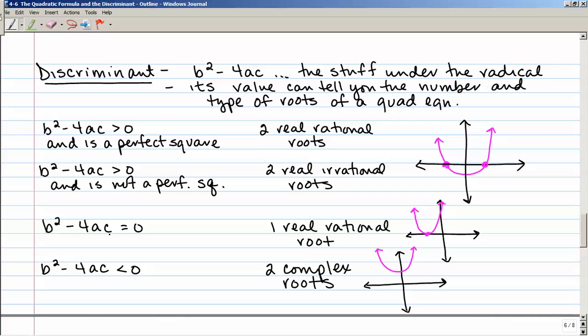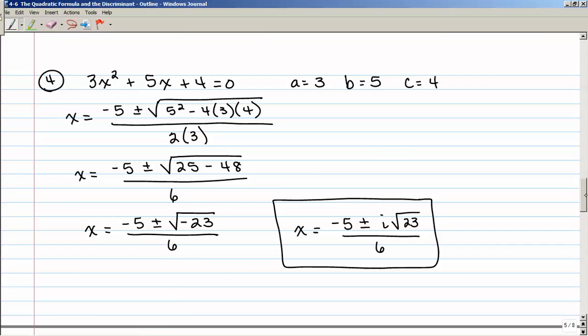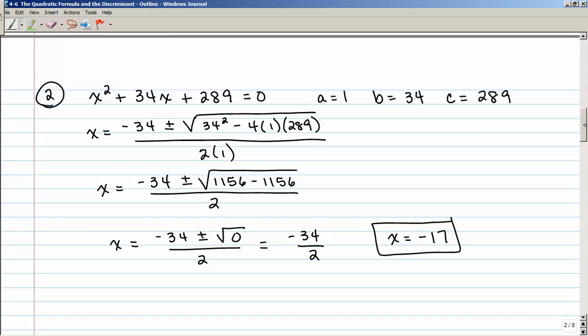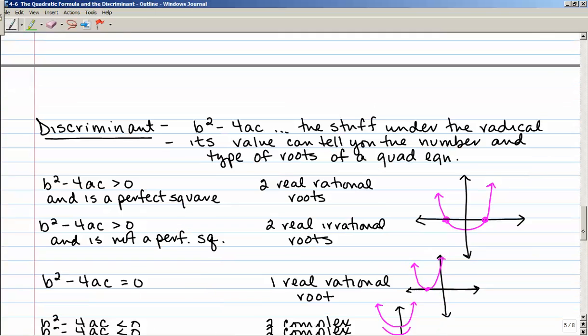If b squared minus 4ac is equal to 0, then we're going to have 1 real rational root. And the graph's going to look like this. It's going to touch it in just one place. And I believe that was our second example. Yeah, notice here underneath the radical I had 1156 minus 1156. I had the square root of 0. So b squared minus 4ac was equal to 0. So I just had one answer, one solution.